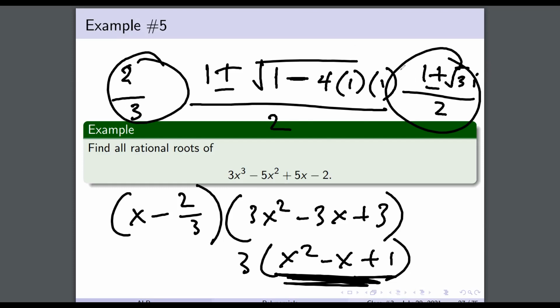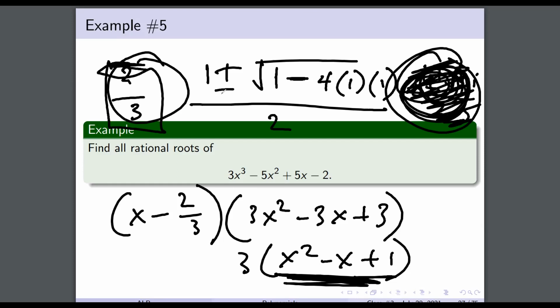Oh yeah, thank you. So Rohan found that this isn't actually rational. So these are actually complex. So these are gone. So our only root is actually 2 over 3. So very good, Rohan. Okay, and now we are done.